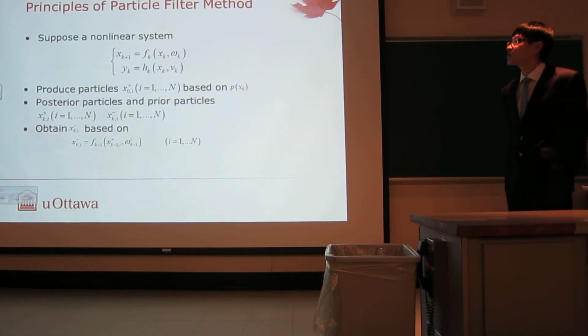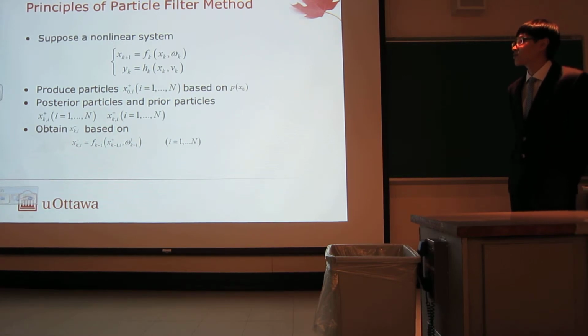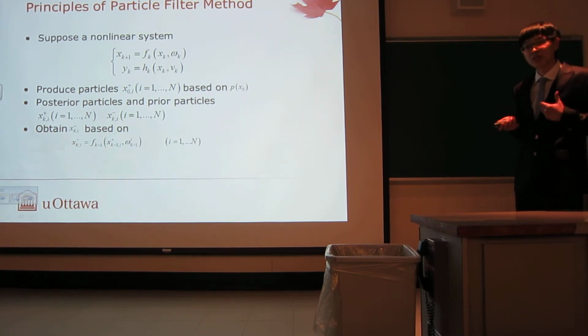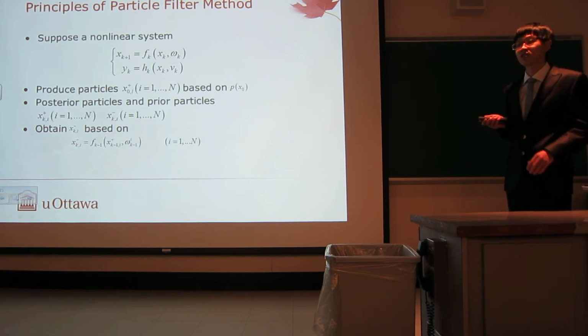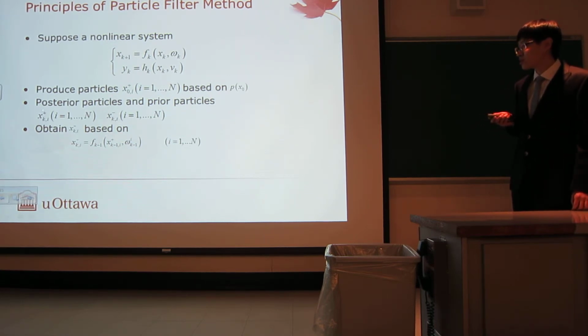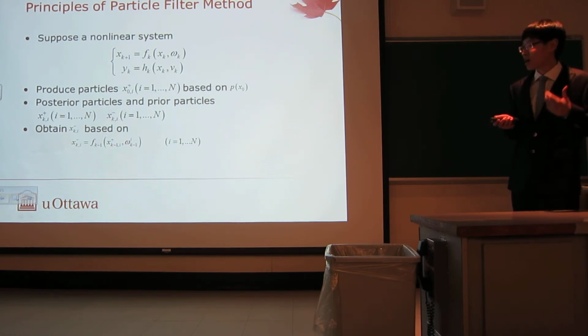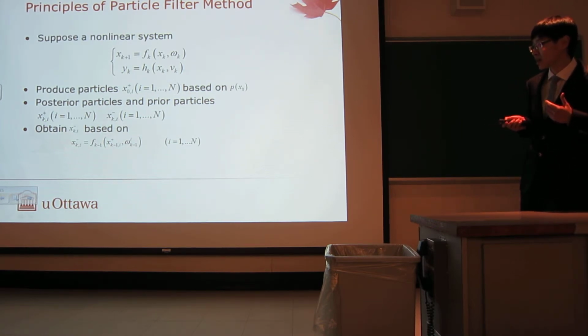And now I will give the principle of the particle filter method. Suppose we have a nonlinear system, and we will produce the particles based on the probability density function of the system equation. We can see here the plus superscript means these particles are obtained when we have the measurement up to and including time k. And the minus superscript means these particles were obtained when we have the measurements before time k.